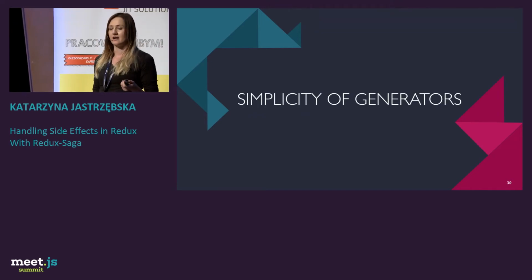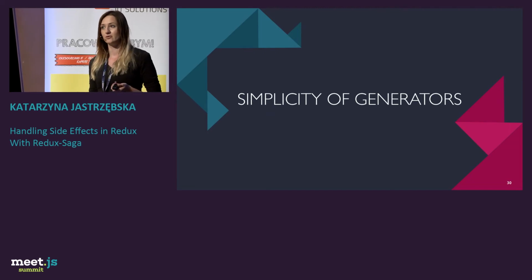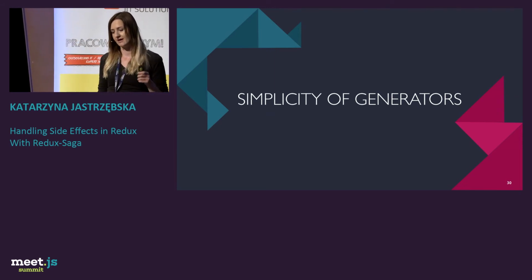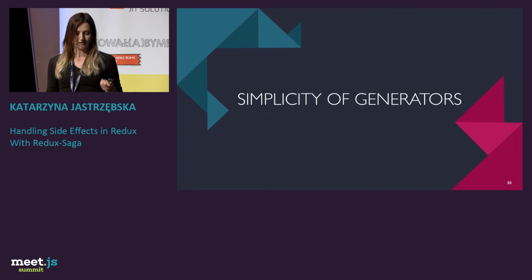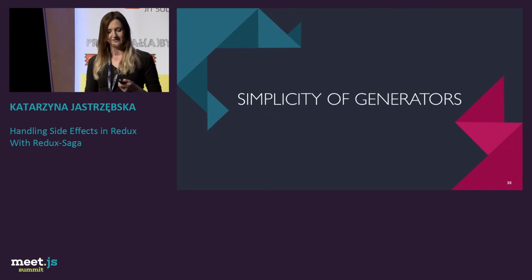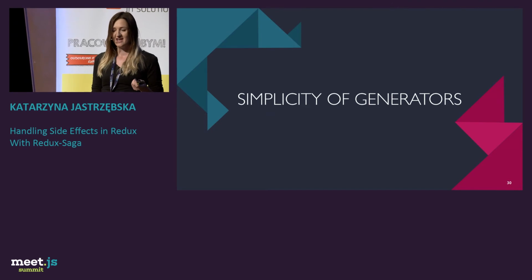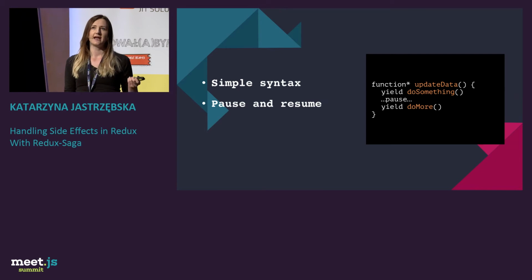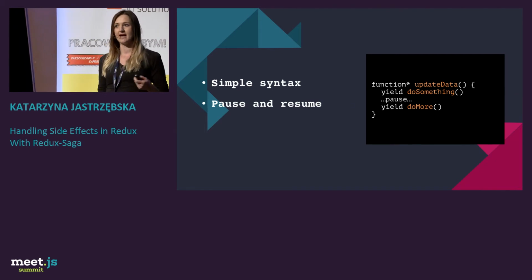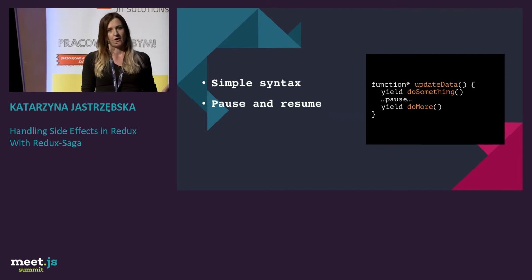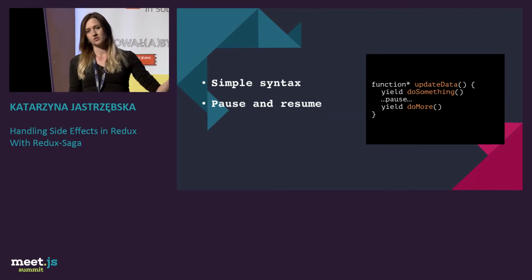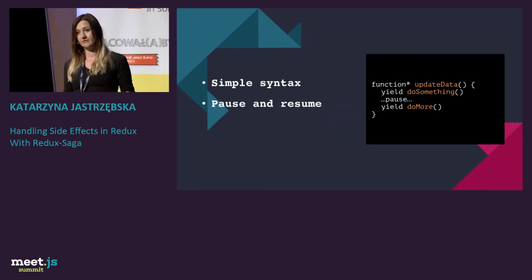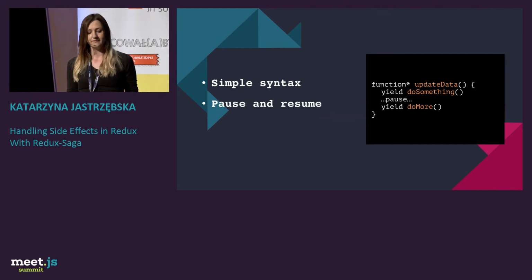Under the hood, Redux-Saga uses generators. Generators are a pretty new, cool thing in JavaScript, not yet supported in standard browsers, but I hope it will happen eventually, sometime in the future. The simplicity of generators is that when you write generators, it's like you write synchronous code which will be executed asynchronously. So it's a very, very simple syntax. You just write your generator as a simple function, and then you can pause it and resume anytime you want.